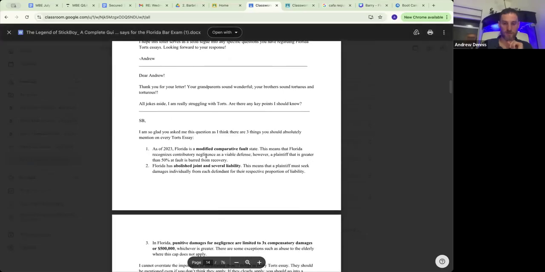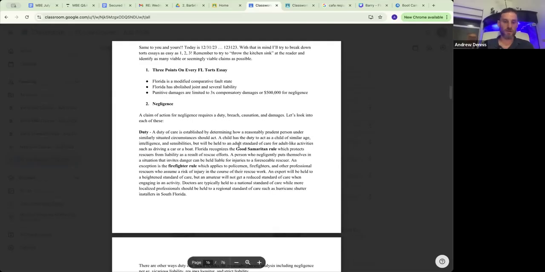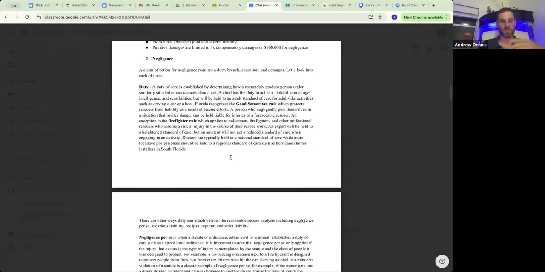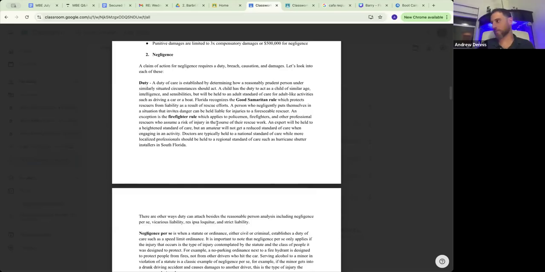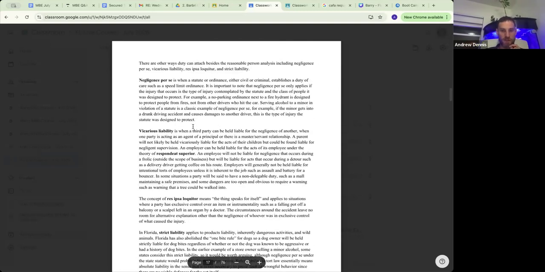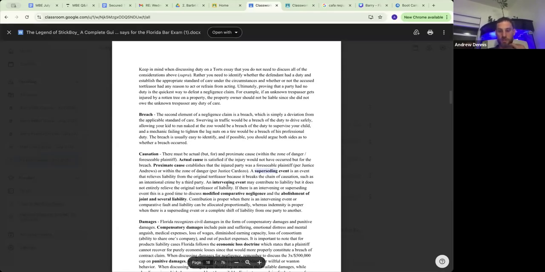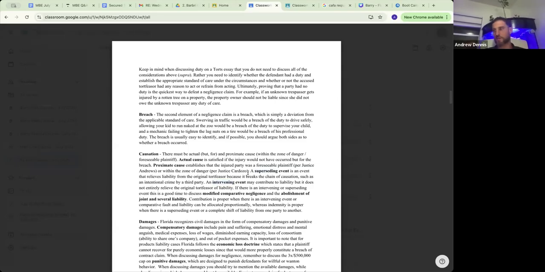And then torts, modified comparative fault, abolished joint and several liability, 3 times compensatory, $500,000, all good stuff. Good Samaritan rule and the firefighter rule, right? So like, if a cop gets injured trying to come to the scene, a cop can't sue someone. That's like the cop's job, right? And then the Good Samaritan rule, professionals try to help someone, they're going to be protected from liability. We talked about negligence per se, vicarious liability, res ipsa, strict liability, breach, causation. This is important. Superseding and intervening. Try to use those buzzwords, right? Superseding should cut off liability, whereas intervening would lead to contribution, but not true indemnity.